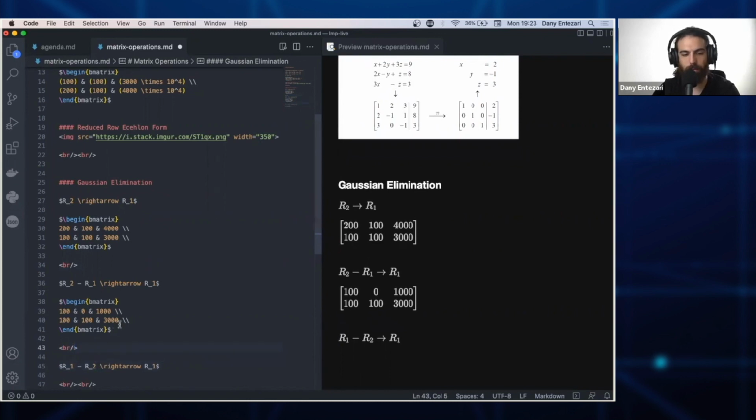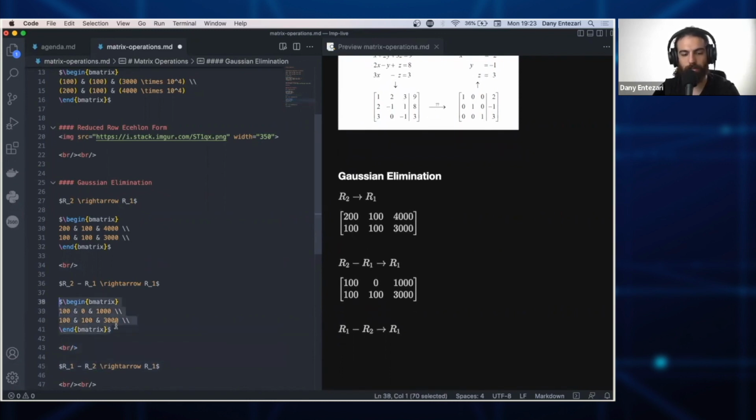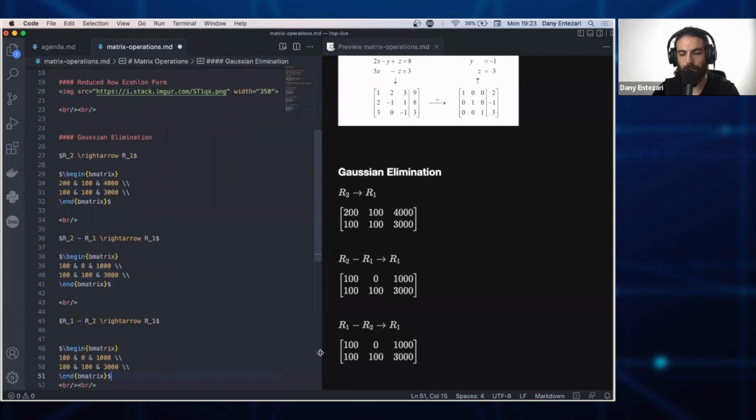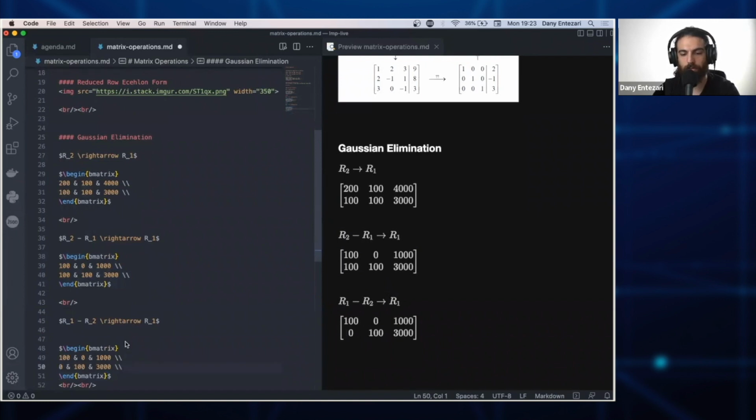And then whatever that evaluates to, I'm going to plug that into row 1. So we will get something that looks like this. Okay. 100 minus 100, that's just 0. 100 minus 100, that will stay 100. And then 3,000 minus 1,000, that gives us 2,000. Look at that. Now we have upper triangle. The last thing I need to do is get these to be ones. And what I will do is I will multiply this by 1 over 100. So I'll cancel them out.